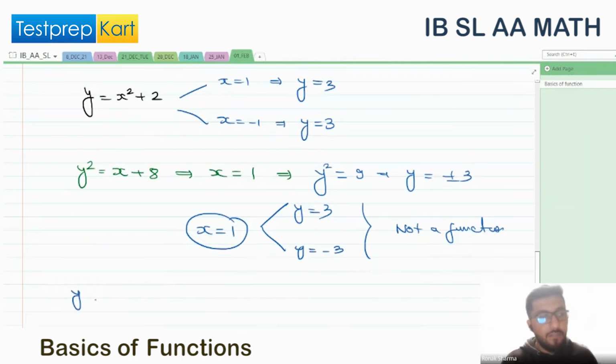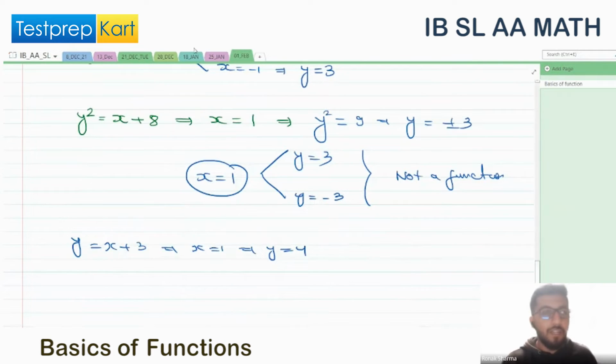But let me take one more example. Let's say y equals x plus 3. If I put x equal to 1 here, I'll get y equal to 4. Here the thing is very simple: if I put x equal to 1, I'm getting y equal to 4. So I'm getting a unique y for a unique x. Okay, so this is a function.